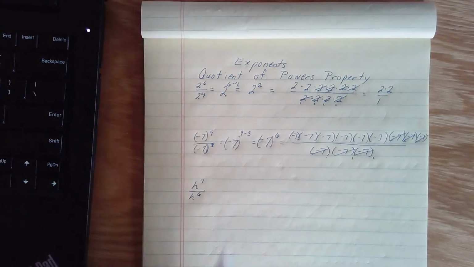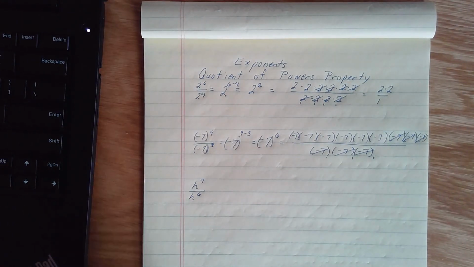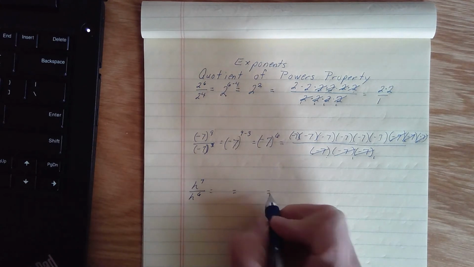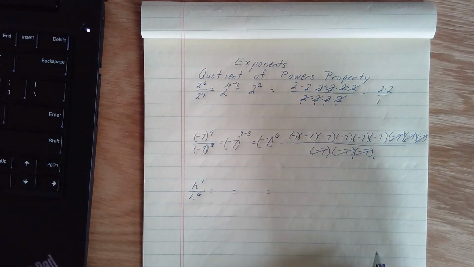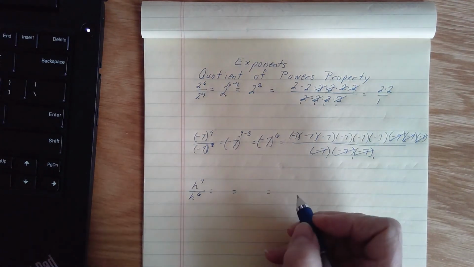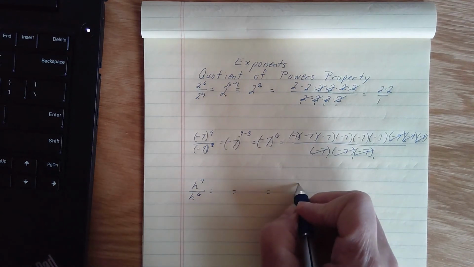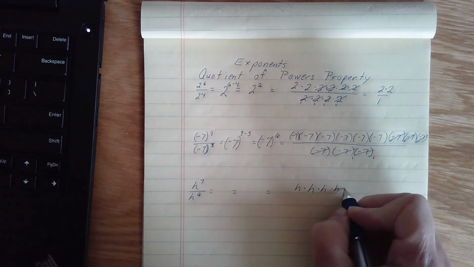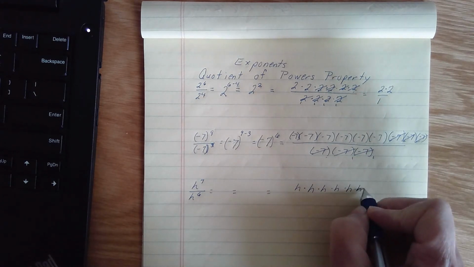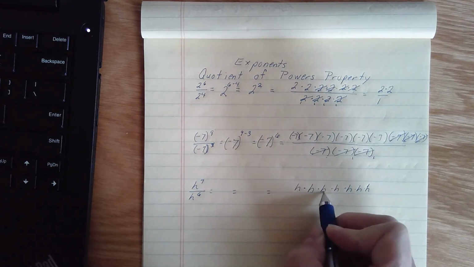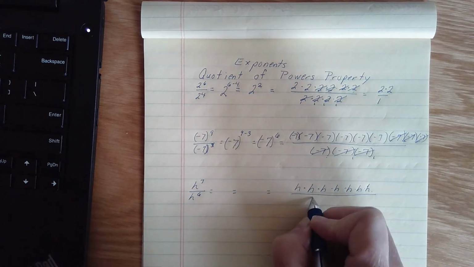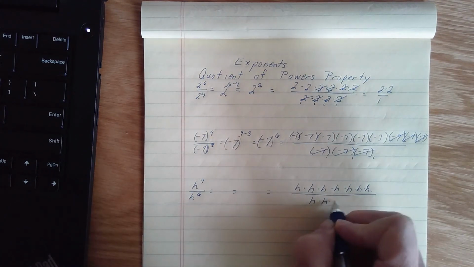Now I want you guys to pause the video before you start this problem, and I want you to see if you can work out the correct answer to that one. Okay, now that you're back, so it's h to the 7th, h times h times h times h, total of 7 h's, 1, 2, 3, 4, 5, 6, 7. And in the denominator, I've got a total of 6.